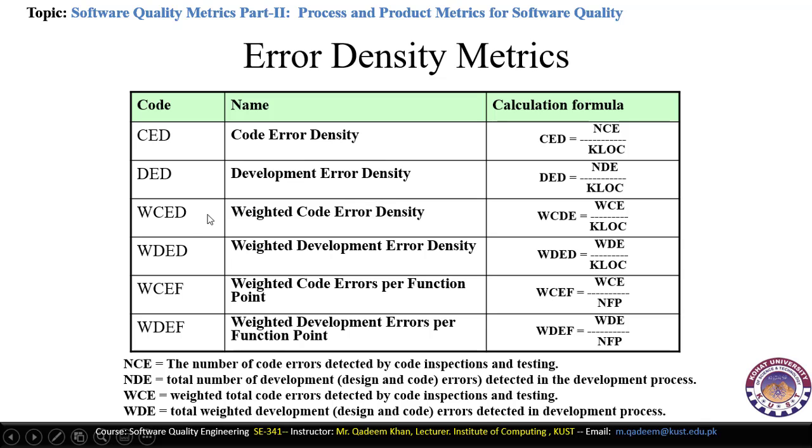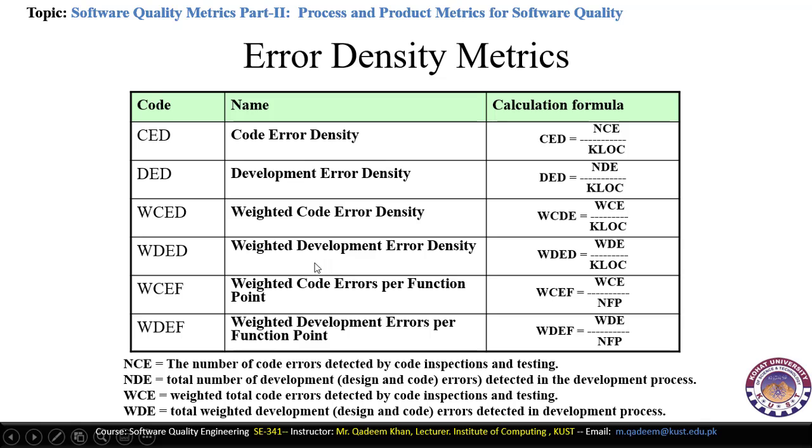Next one is the WCED metric. WCED stands for the weighted code error density. Here WCED equals WCE divided by KLOC, where WCE is the weighted total code errors detected by the code inspection and testing. So all the code errors are counted here and divided by 1,000 lines of code of the project.